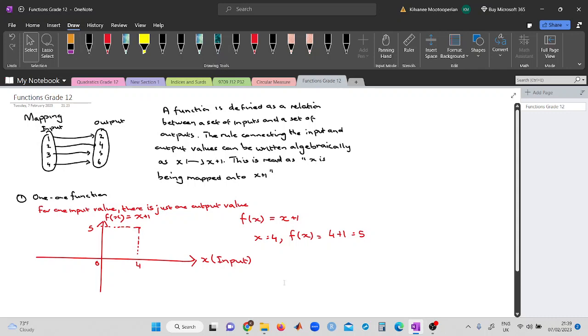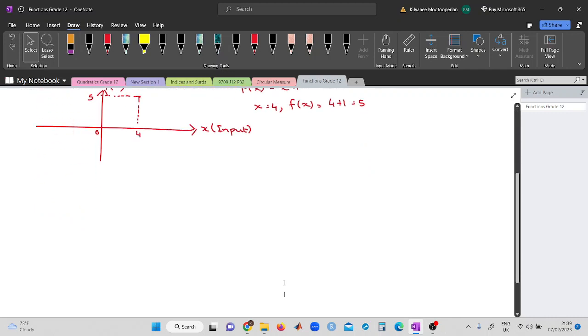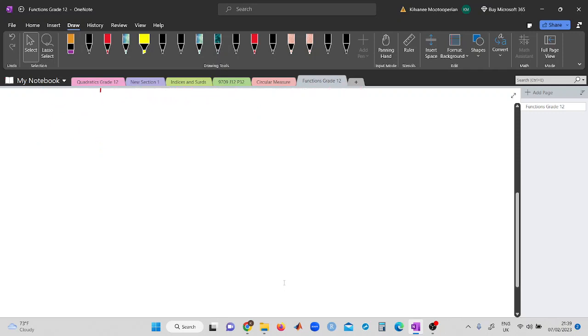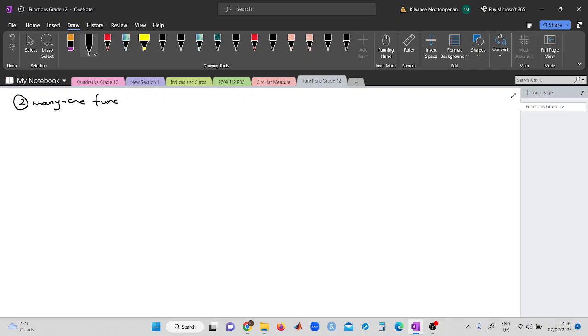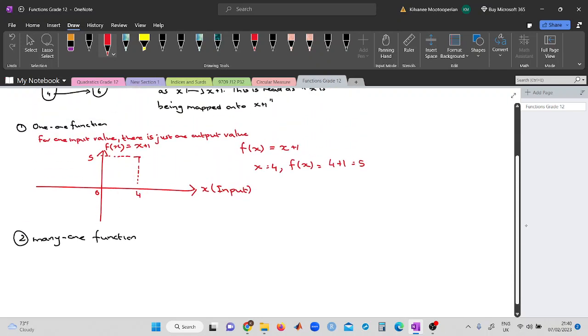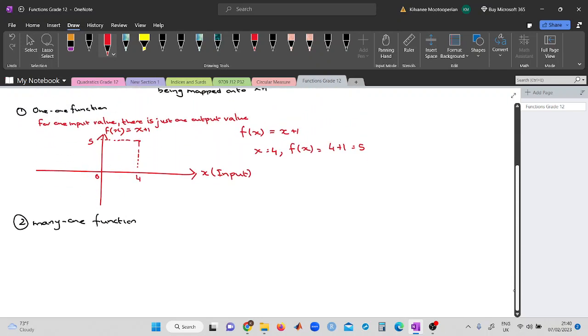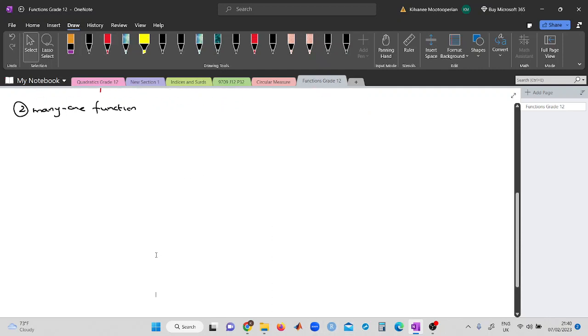Okay, the next function will be many-to-one function. Donc, many-to-one function, let's take it here, the second would be many-to-one function. D'accord, donc, une petite définition. Bien sûr, chaque fonction est différente.